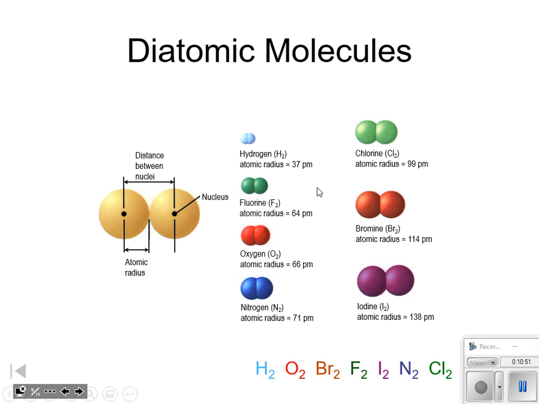So let's look. Here's fluorine right there, 64 picometers. Picometers, we talked about that. Down here is iodine, 138 picometers. So if we look, fluorine, then chlorine, then bromine, then iodine, they're all getting bigger, which is the periodic trend for the atomic radii.